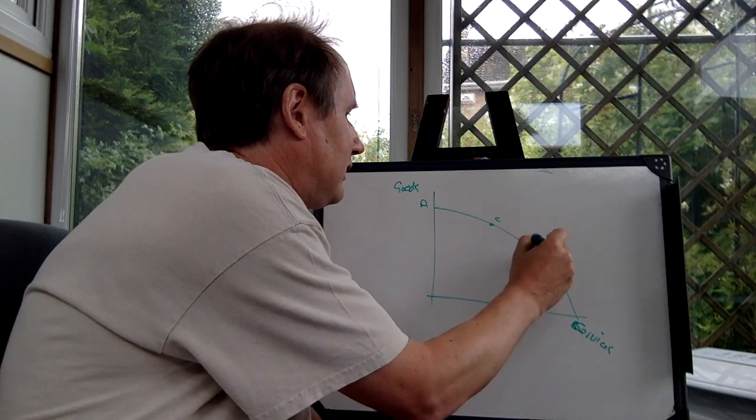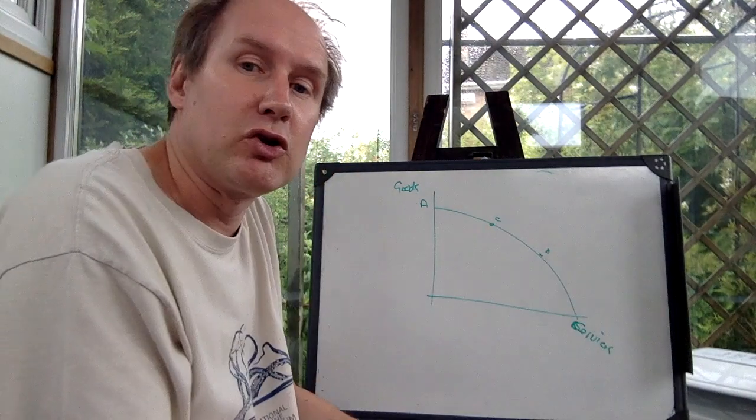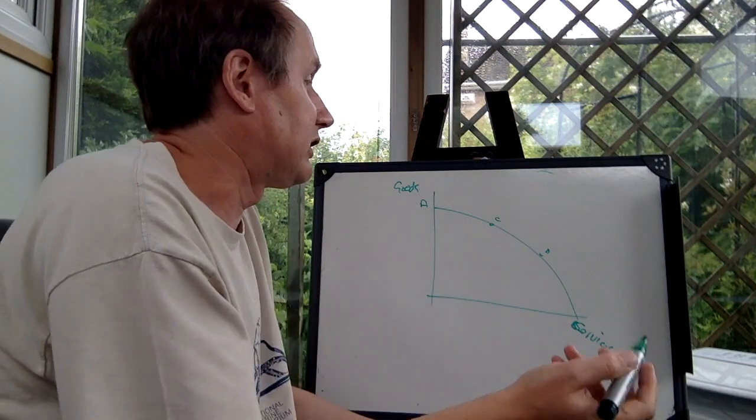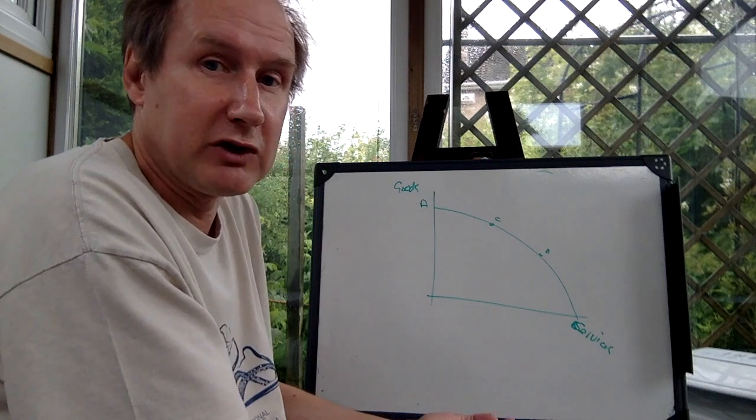So points like C and D, they just reflect different choices within our society. In economy C, they prefer goods to services. In economy D, they prefer services to goods.